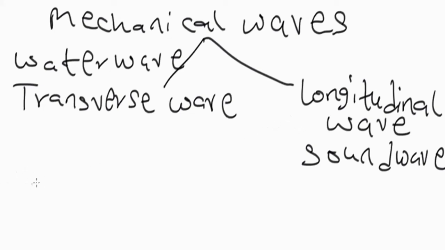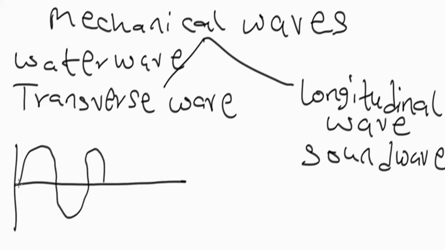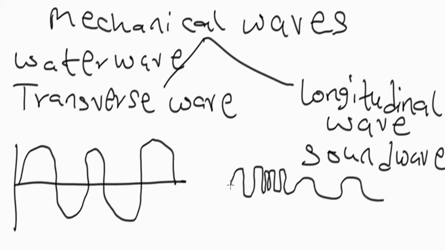Okay, now diagrammatically, let me differentiate between transverse and longitudinal wave. Let me show you how it appears diagrammatically. Let me represent a wave motion. Okay, so this is an example of a transverse wave. Alright, whereas for a longitudinal wave, we have a shape like this. Alright, so this is an example of a longitudinal wave.